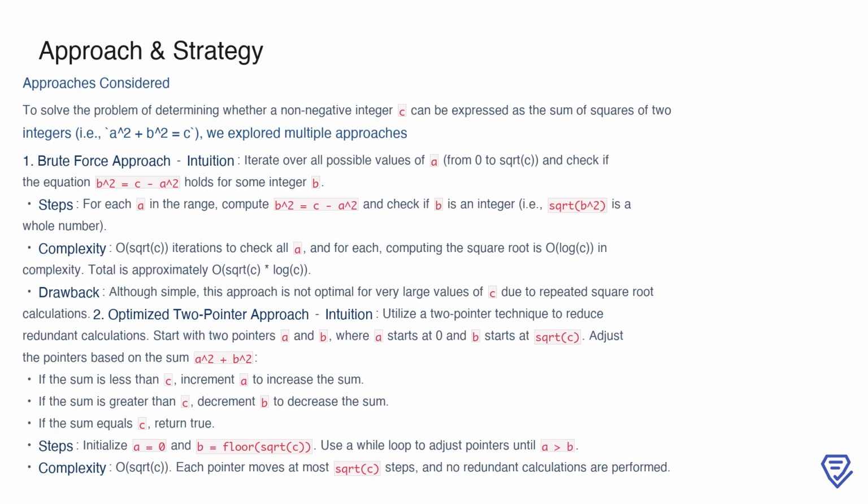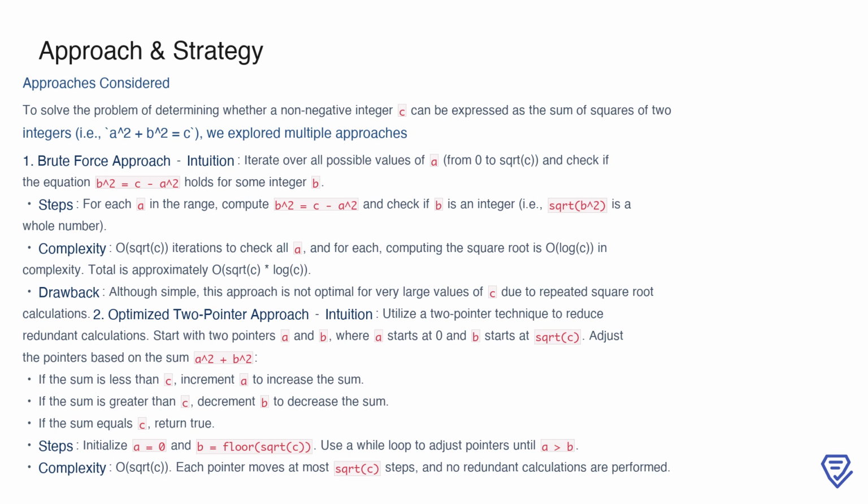To address this inefficiency, we considered the optimized two-pointer approach. By leveraging two pointers, one starting at 0 and the other at the square root of c, we can systematically adjust the pointers based on the sum of their squares relative to c. If the sum is too small, we increment the first pointer to increase it. If the sum is too large, we decrement the second pointer to reduce it.